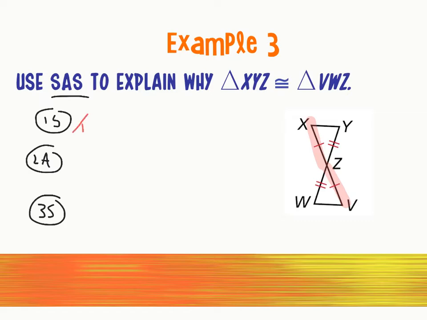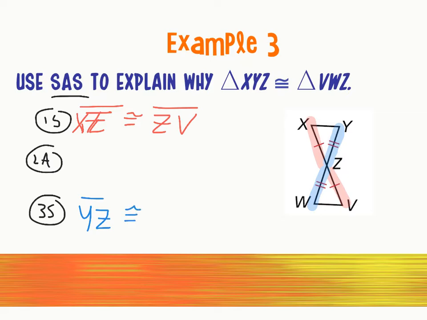So XZ is congruent to ZV. It was also given to us, if we look at the two tick marks here, that YZ is congruent to WZ. So our second side here we have YZ is congruent to segment WZ.